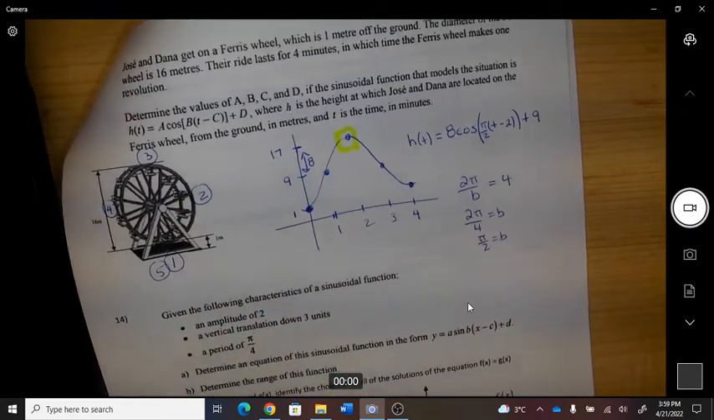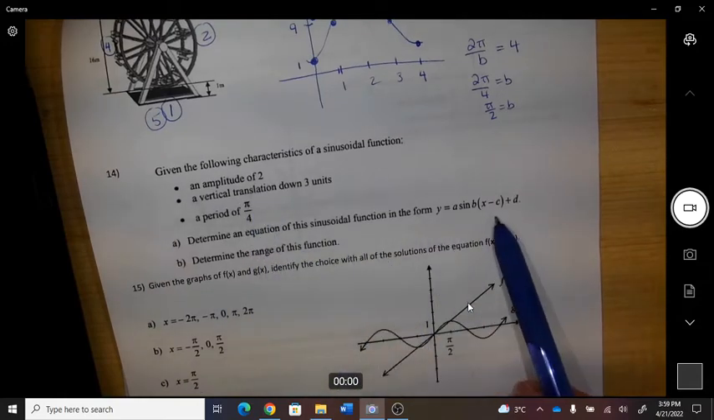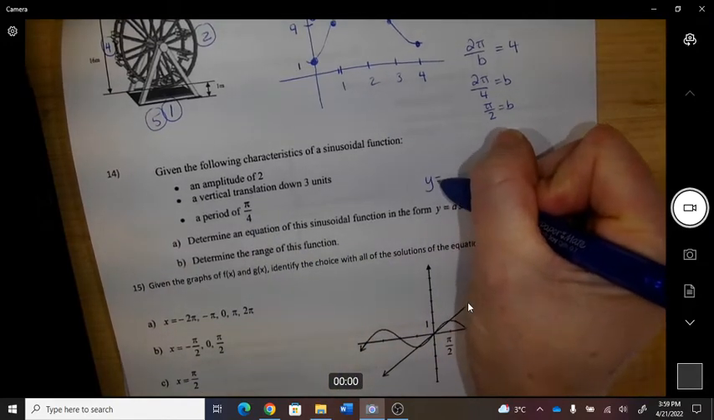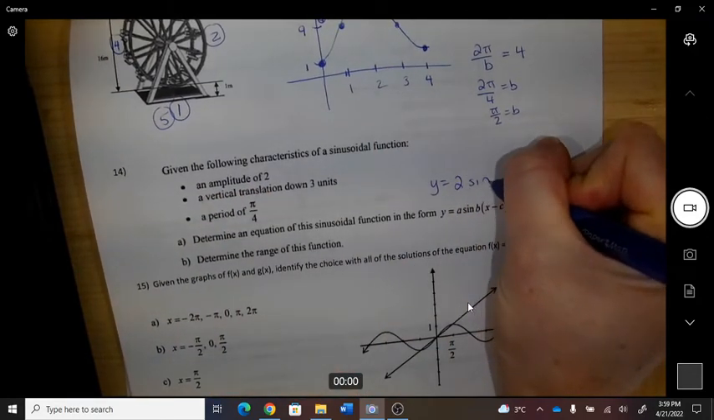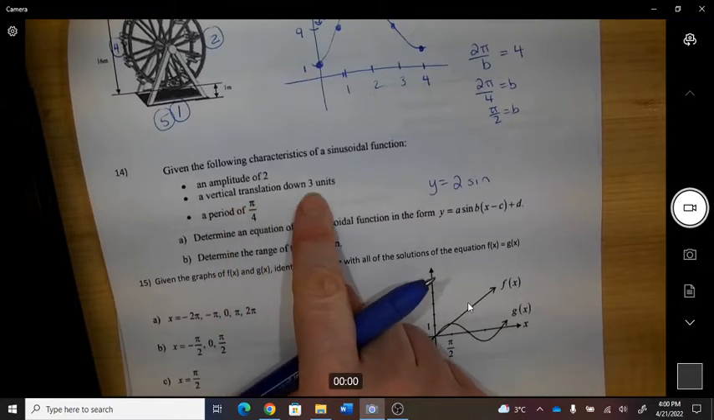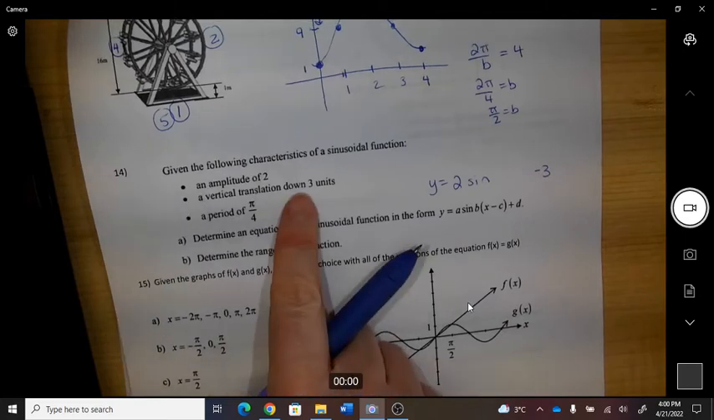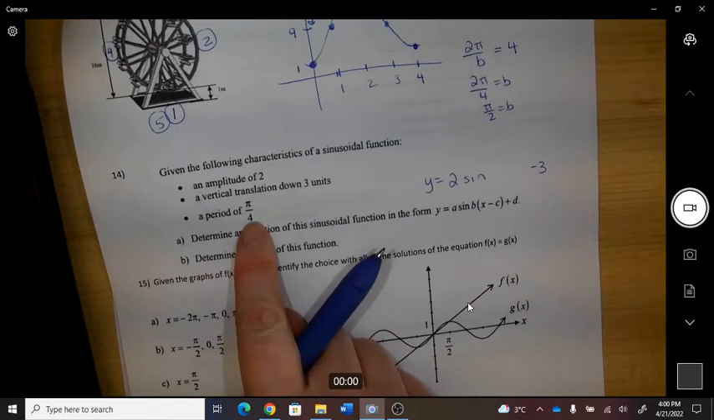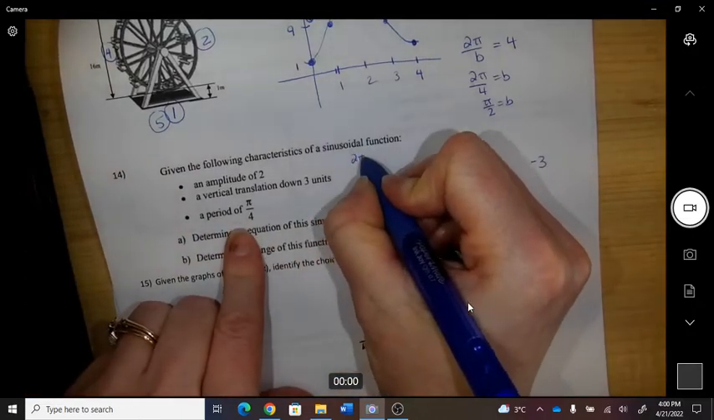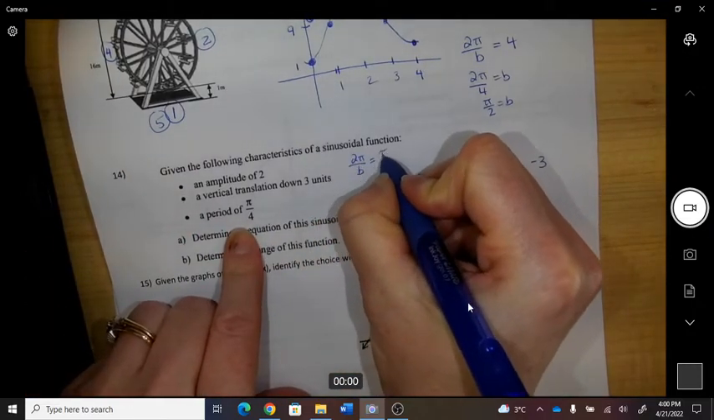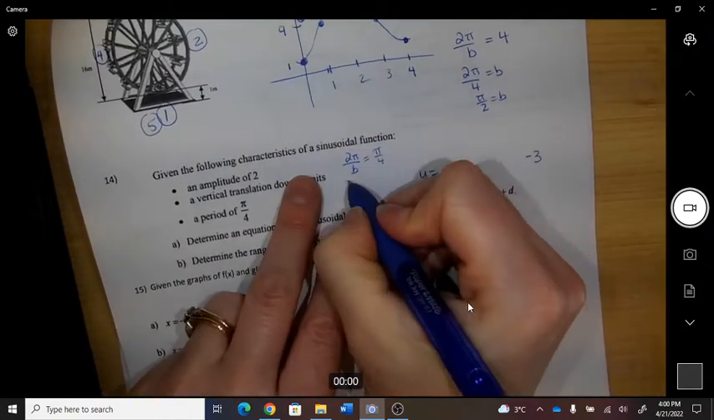Okay. Number 14, given these characteristics, determine the equation. So y equals, we have an amplitude of 2, so we need a 2 in the front. Vertical translation down 3, so we need a minus 3 at the back. And the period is pi over 4. So 2 pi over some kind of number will have to give me pi over 4. I'm going to switch those places.